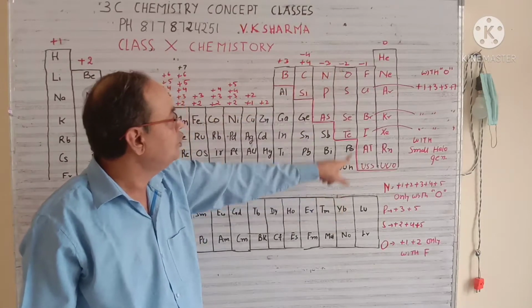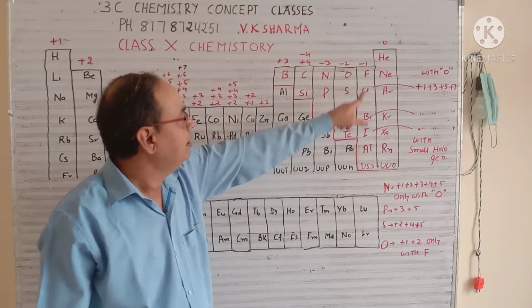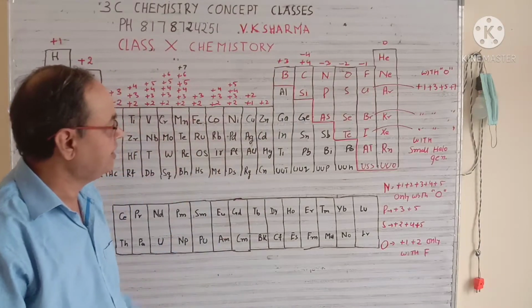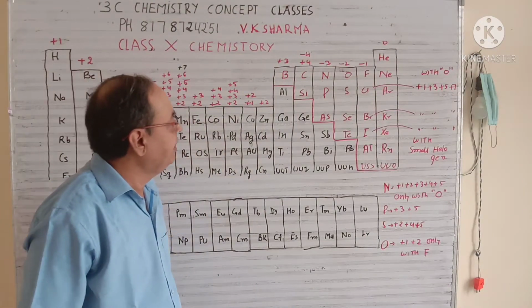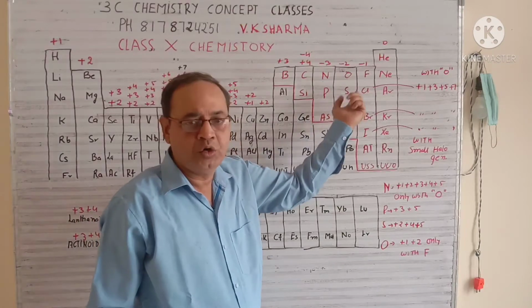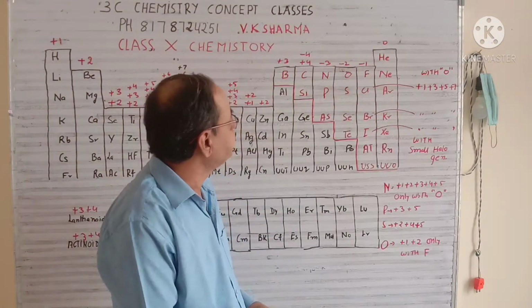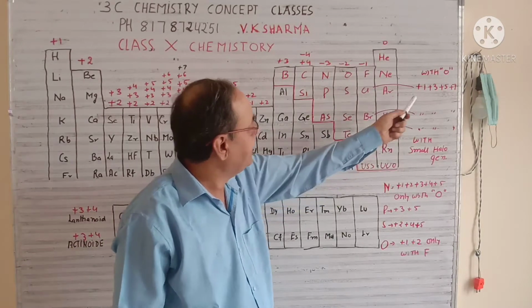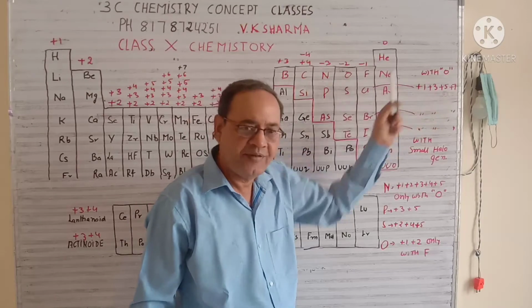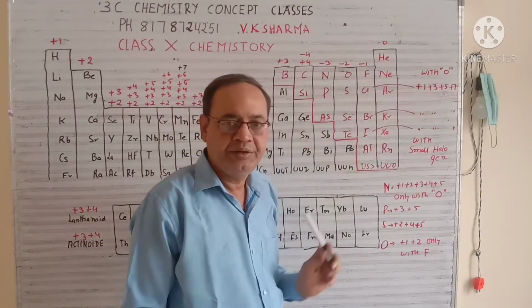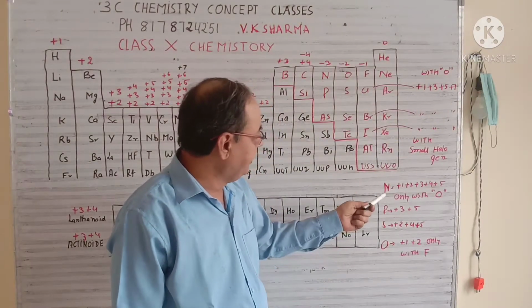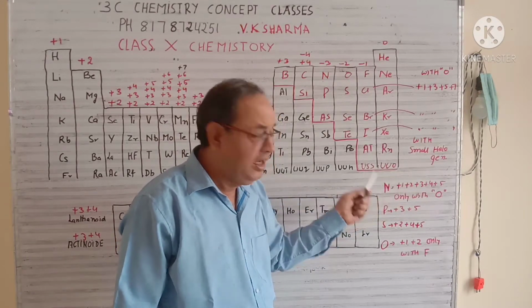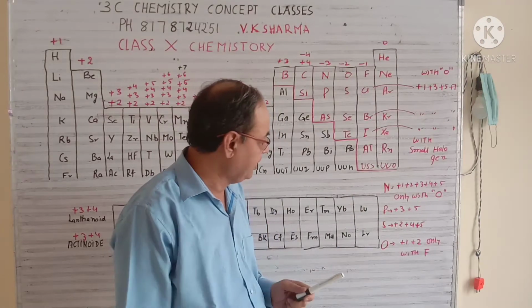Oxygen group has minus 2. Halogen group has a minus 1. Inert gases have 0 charge. So this is about your charges. Now you have to keep in mind, there are certain elements which give more than one charge. So like this, chlorine, bromine, iodine, they can give plus 1, plus 3, plus 5, plus 7 also, but only with oxygen. Same way, nitrogen can give plus 1, plus 2, plus 3, plus 4, plus 5, only with oxygen. So this you have to keep in mind.